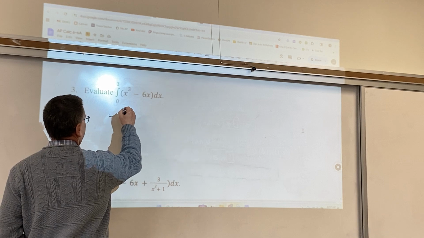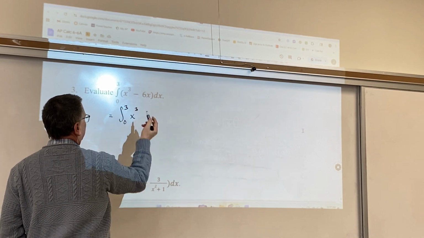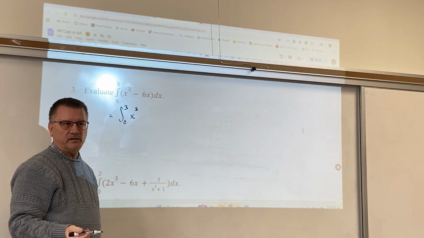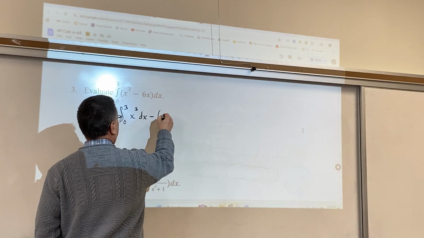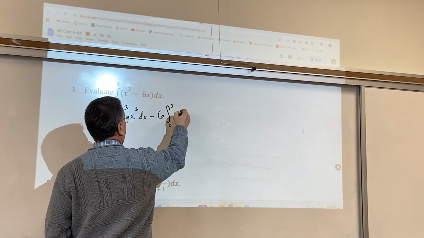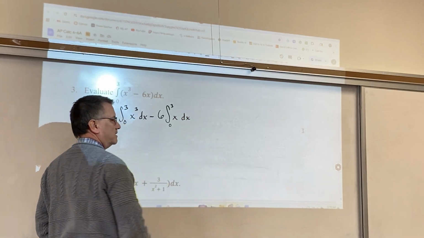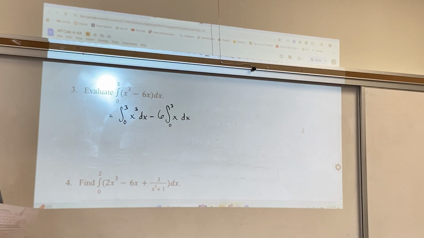So what I would do is break this up, the integral from 0 to 3 of x cubed. You'll get to a point where you don't even have to break it up in terms of x. Minus, oh, there's a constant, I'll pull that out, the integral from 0 to 3 of x dx. As we're learning, we'll break it up into the pieces. Pretty soon you won't have to do that.